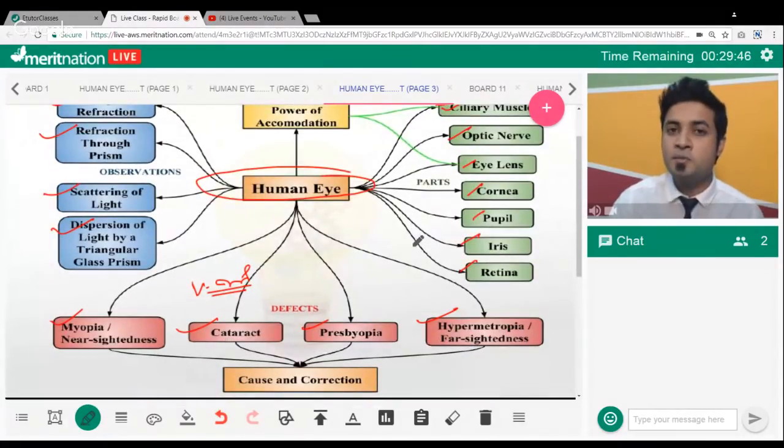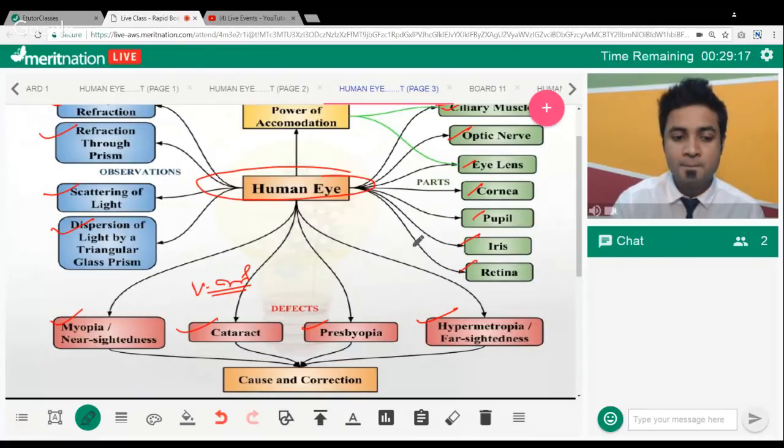So if we talk about myopia, it is something where people cannot see the distant objects, right? We call this nearsightedness, or you can call this defect short-sightedness as well. Okay, if we talk about hypermetropia, it is a defect where people cannot see the nearby objects, and it can be corrected with the help of the convex lens, and we call this defect farsightedness as well.